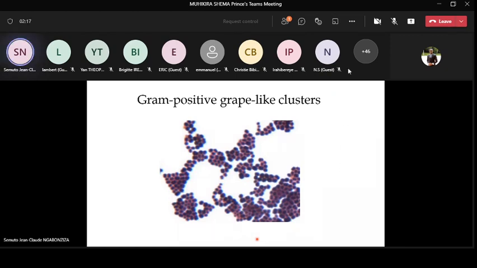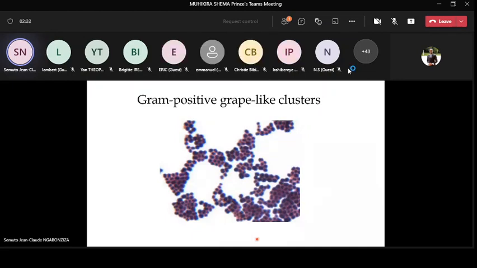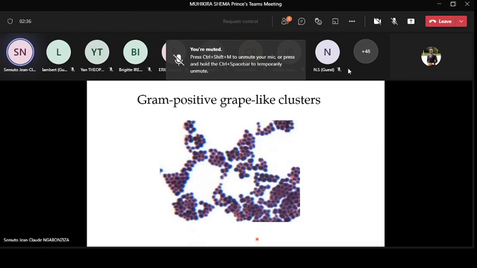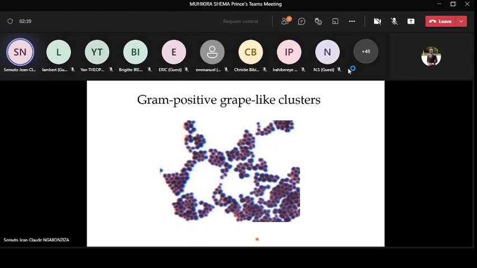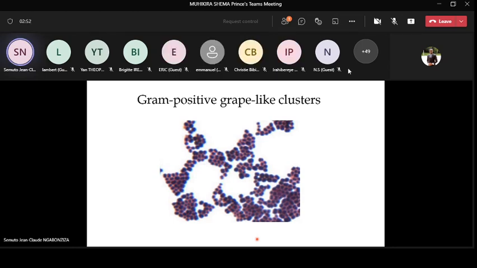Gram staining. The gram stain, as we said, they are gram positive. They look gram positive, in grape-like clusters. I hope in the group that has already started practicals, you already appreciated the morphology of some bacteria, including these typical Staphylococcus morphology: gram positive and grape-like clusters. So it's typical for staph.